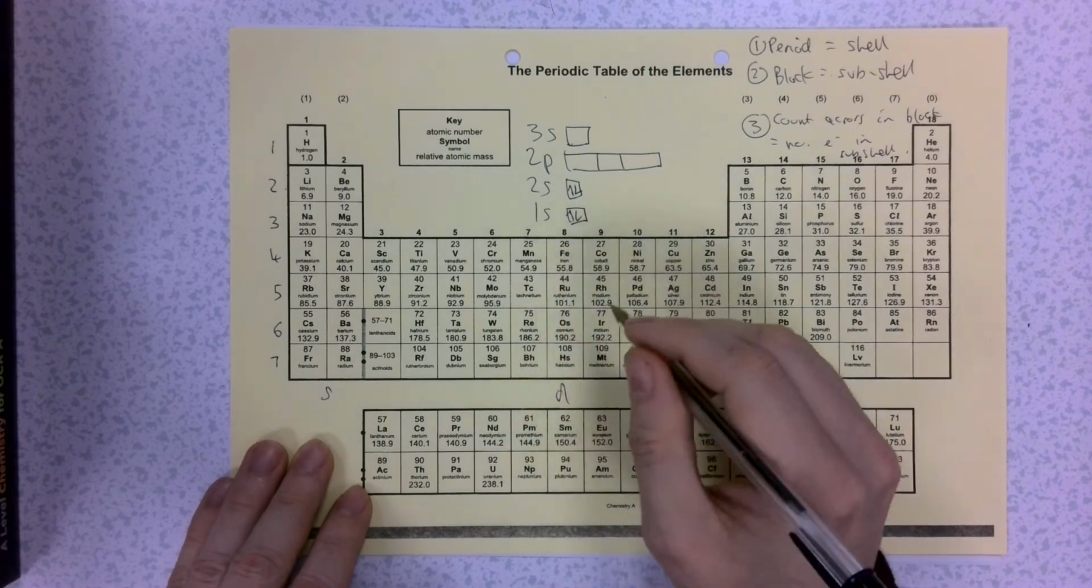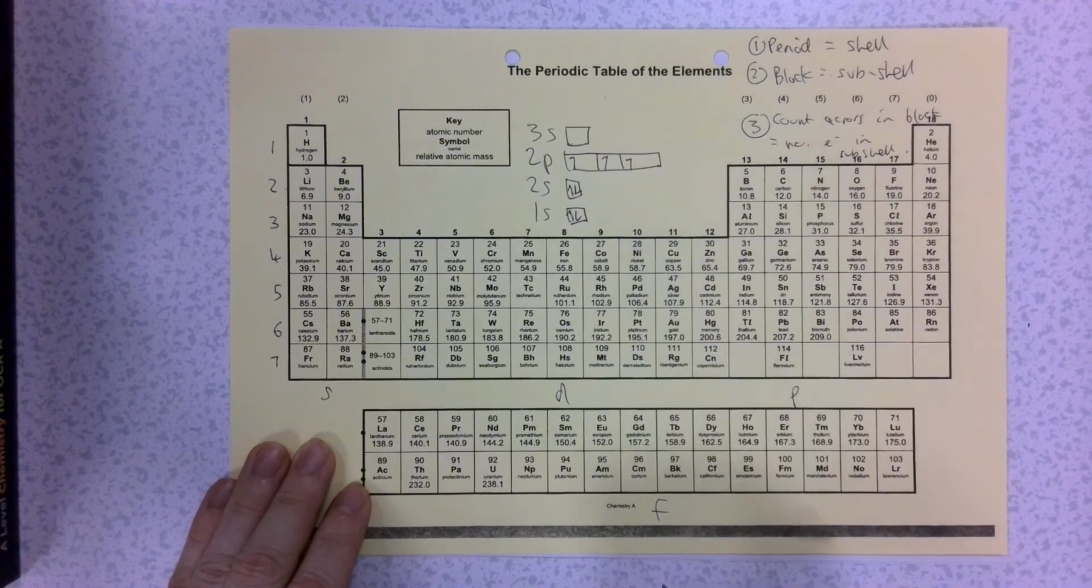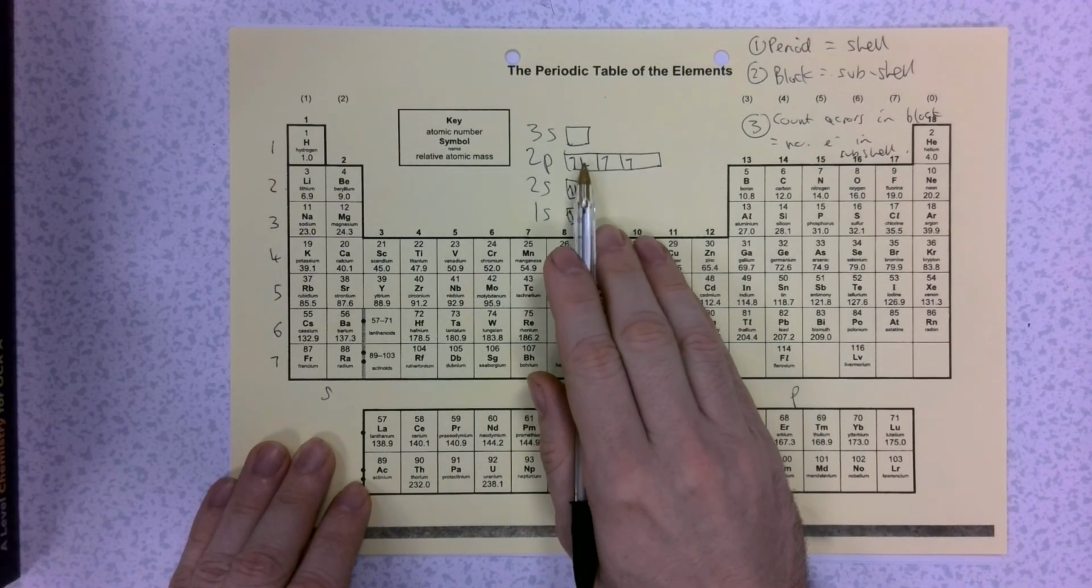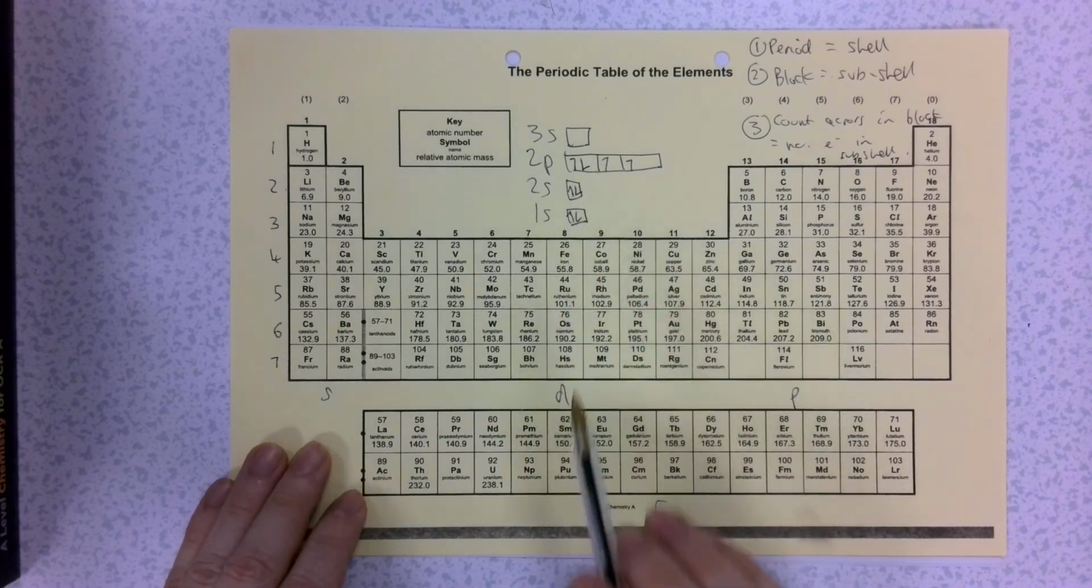So I could actually write that on here. It would be 1, 2, 3, 4. Remember, they only pair up when they have to because electrons are negative and so they repel each other. So that's what oxygen would look like.